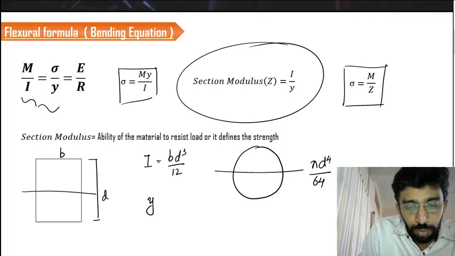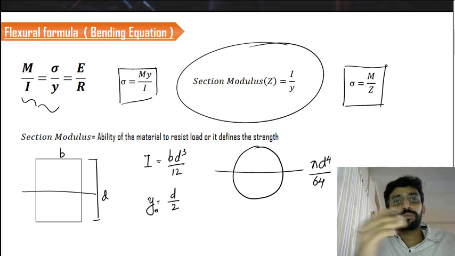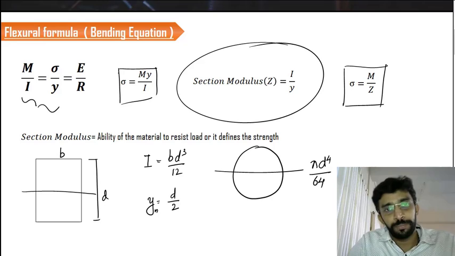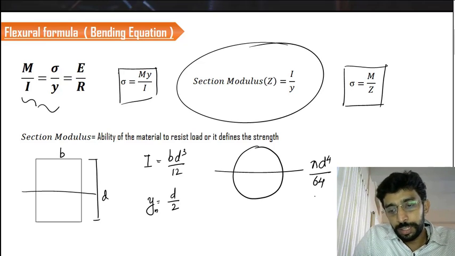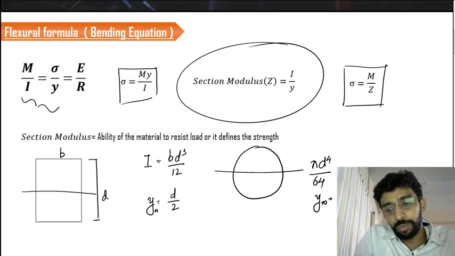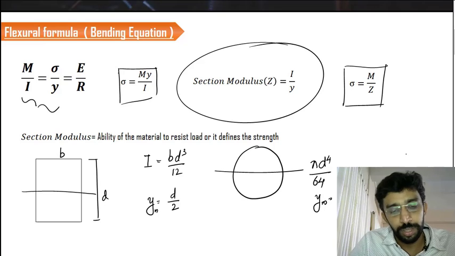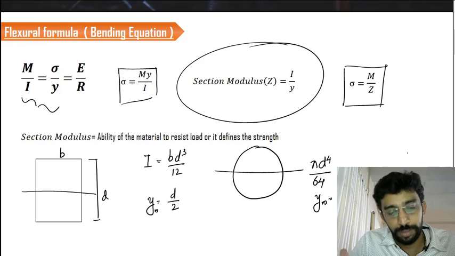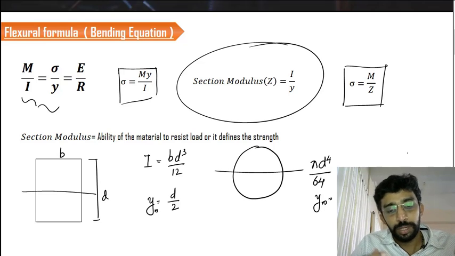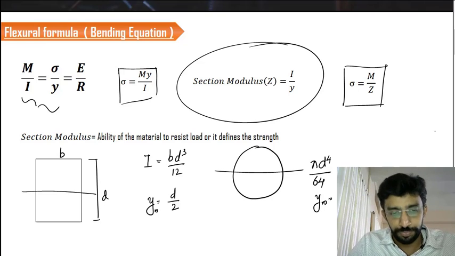Here, what is the value of y or y max? Y max is nothing but d by 2, which is the distance from the neutral axis to the extreme fiber. Similarly, for the circle also y max is equal to d by 2, nothing but the radius. It's very simple. If you are asked to sketch the distribution, you can vary the value of y and find the value of stress at any point from the neutral axis. Usually we go only for the maximum value of the stress. This is how we find out the value of Z.